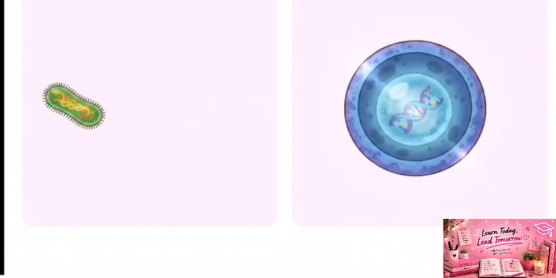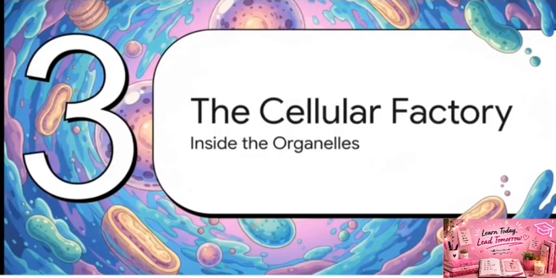Let's zoom out for just a second to look at the 2 main types of cellular architecture. First, we've got prokaryotic cells, like bacteria. These are primitive, they're super small, and their genetic material is just kind of floating freely in a nucleoid. Then we have eukaryotic cells, like ours. These are much larger, highly complex, and they store all their genetic instructions inside a super secure, membrane-bound vault called a nucleus. And that brings us perfectly to Section 3, the cellular factory inside the organelles.